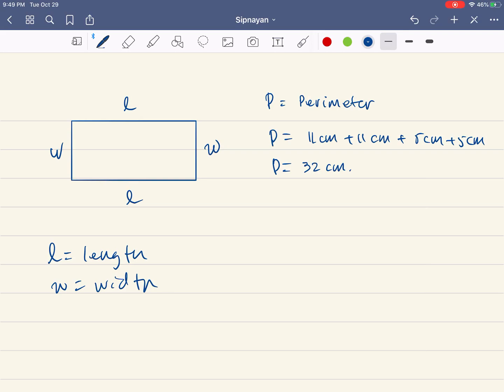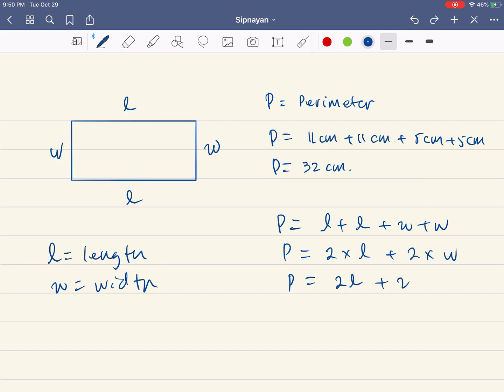Kung bubuin natin yung perimeter, i-add natin syempre yung dalawang L, L plus L, tapos plus W plus W. Or, one way to look at it is, meron tayong dalawang L, 2 times L, plus 2 times W. Pag ito sa elementary, kung wala pa kayong algebra. Pero pag nag-algebra na kayo, karaniwang makikita ninyo is P is equal to 2L plus 2W.